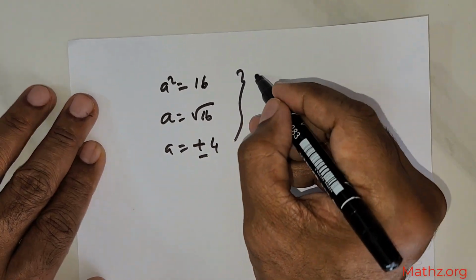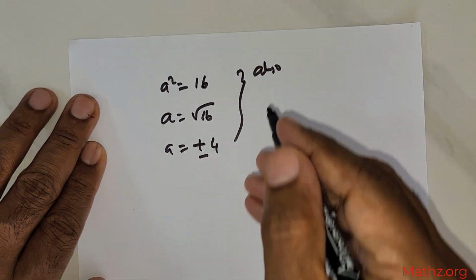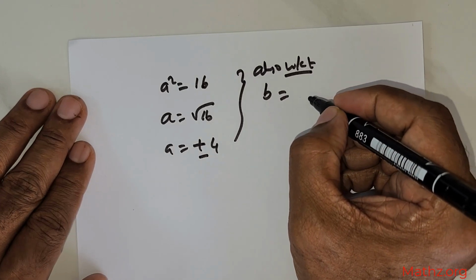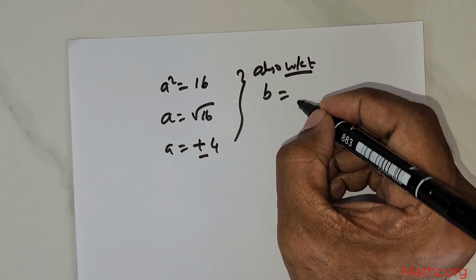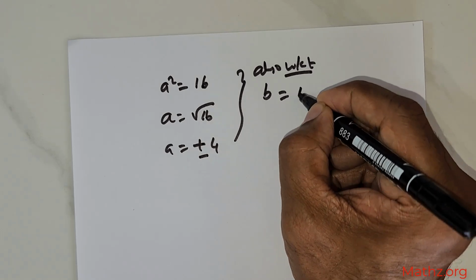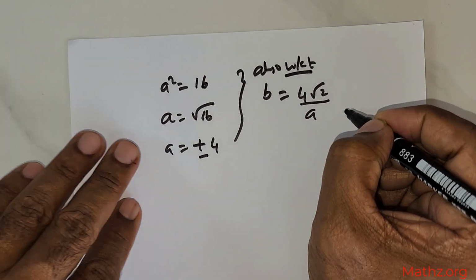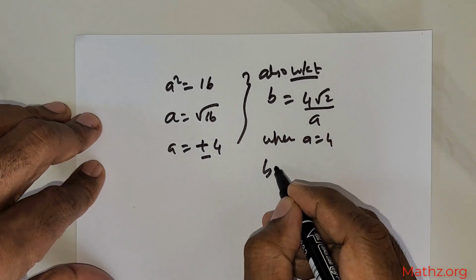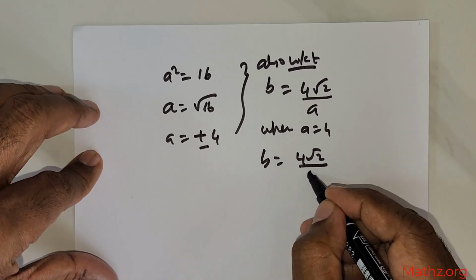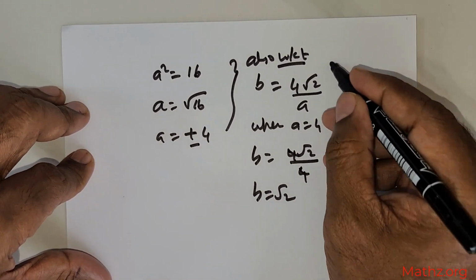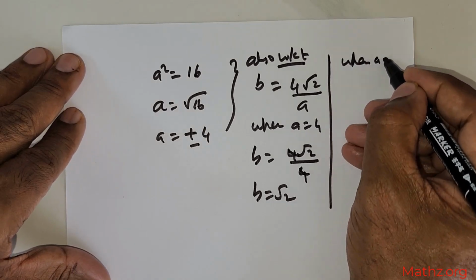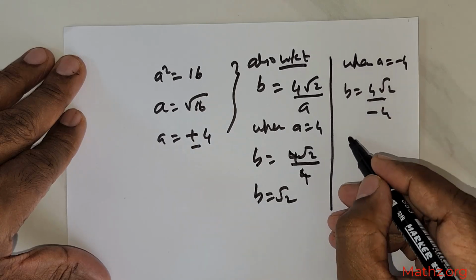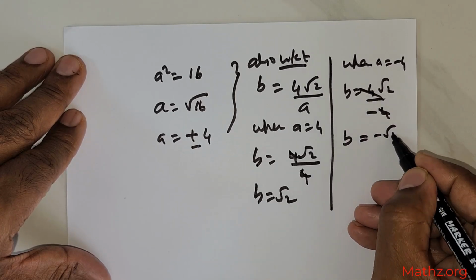Now we need to get the value for b. We know that b is 4 times the root of 2 divided by a. Now I'm going to substitute when a is equal to 4. So b is equal to 4 times the root of 2 divided by 4. So I get b is equal to root 2. Now when a is equal to negative 4, b is equal to 4 times the root of 2 divided by negative 4. So b is equal to negative root of 2.